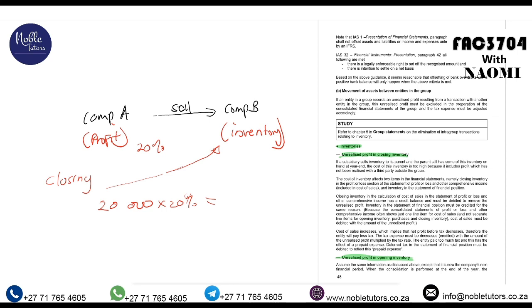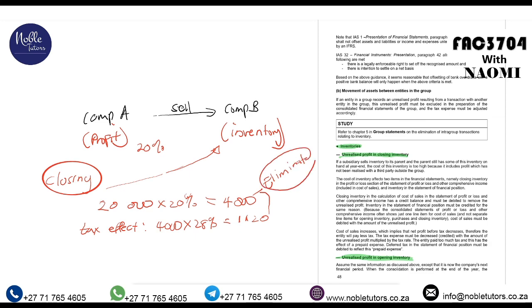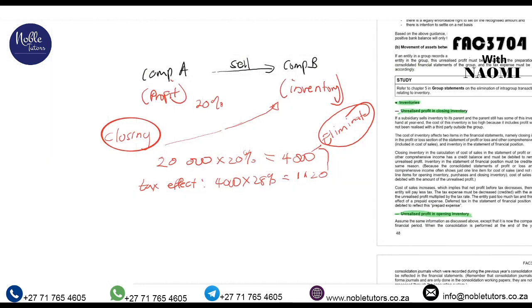All right, so here, make sure you have your calculator ready. Right, so 20,000 times 20% is 4,000. I will also calculate the taxation effect of this. So that means 4,000 times 28%, that's the tax rate. So that becomes 1,120. Okay, closing, remember. So what do you do? You eliminate both of these. You eliminate the profit portion and the tax attached to it. Okay, this was in year one.